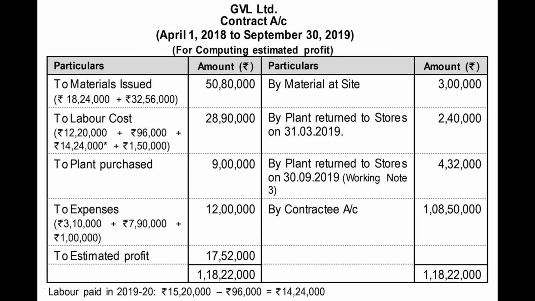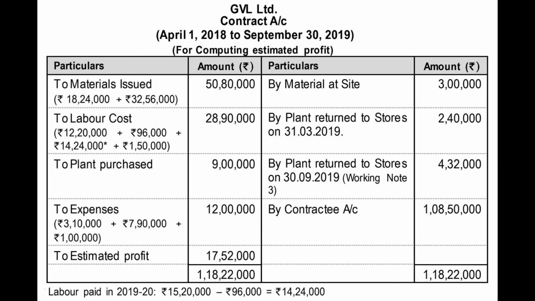So deduct 1,18,22,000 minus the debit total. The resulting figure would be called estimated profit of rupees 17,52,000. So go to debit side, write to estimated profit is 17,52,000. Within bracket, write BF, balancing figure.